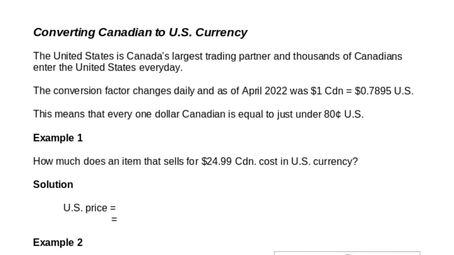So today we're going to study converting Canadian to US currency, and then we're also going to go backwards and convert US to Canadian based on a certain conversion factor. Now, what you need to realize is that the United States and Canada share the largest border in the world. And in this case, we also notice that Canada and the US are the largest trading partners in the world because they're very, very close to each other, right? And so thousands of Canadians enter the US every day, right?